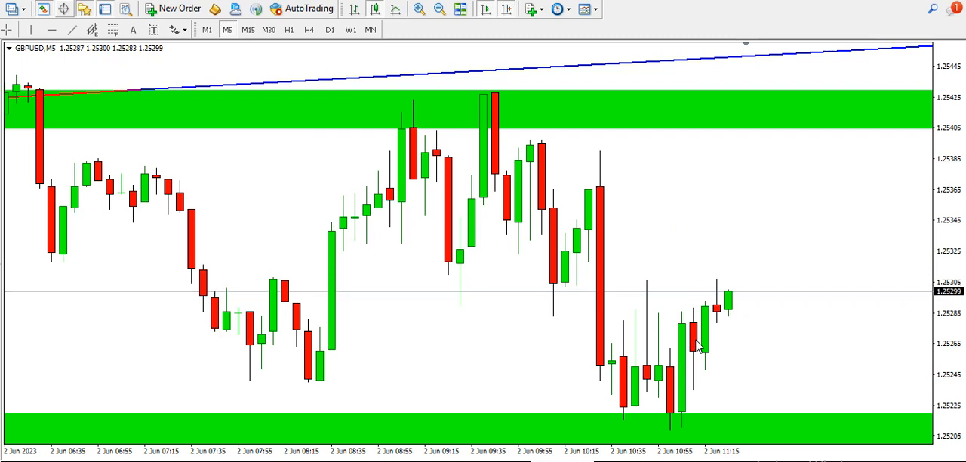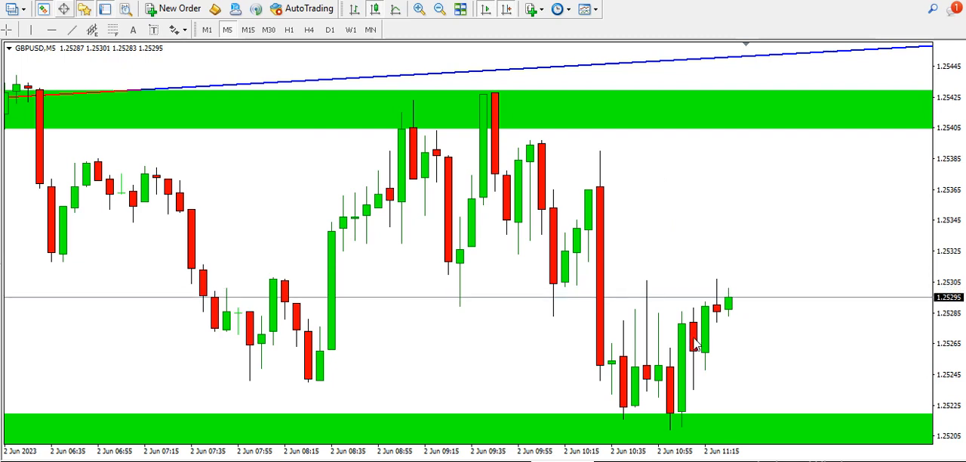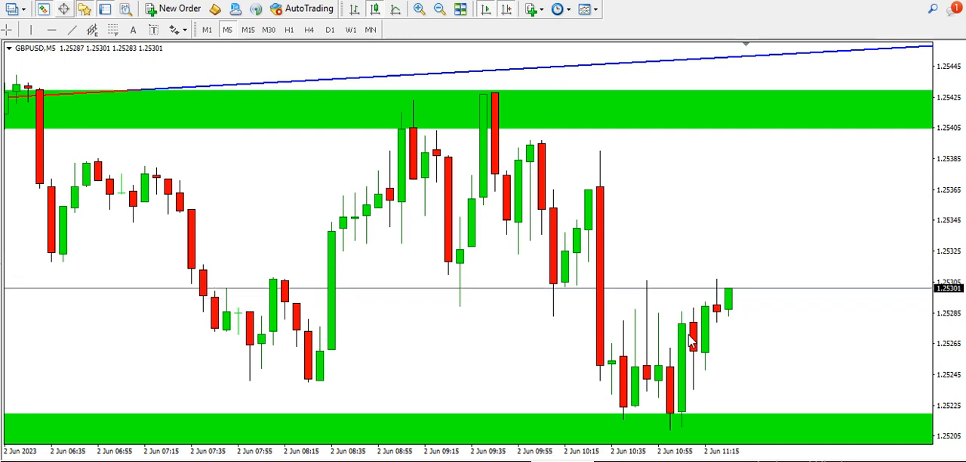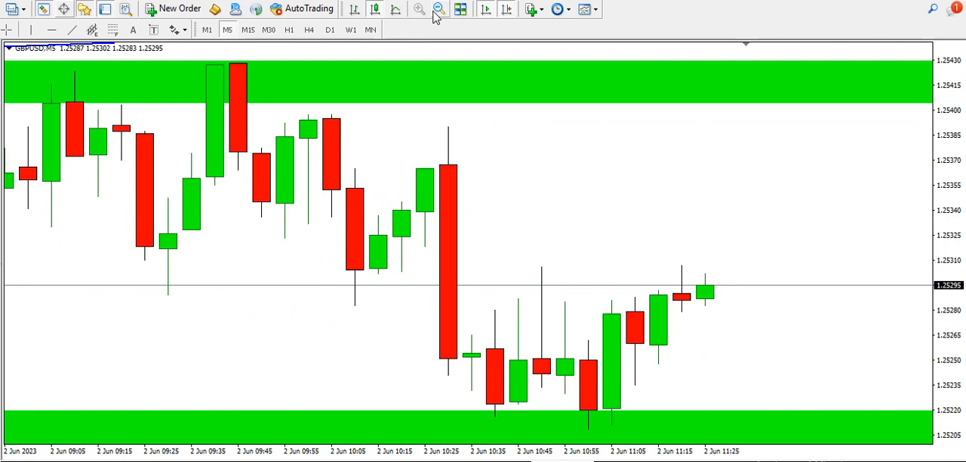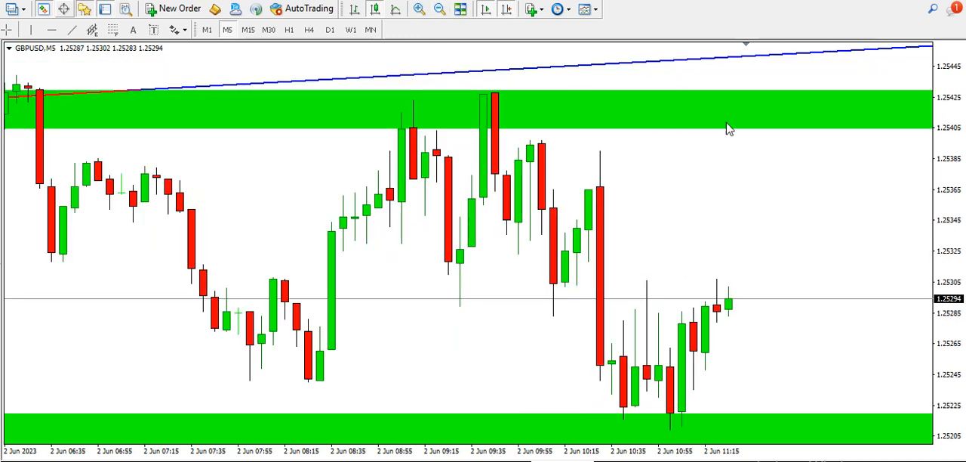We have NFP news data released today. There will be US news, which is non-farm payroll news. Possibly we have a range breakout after the news release.